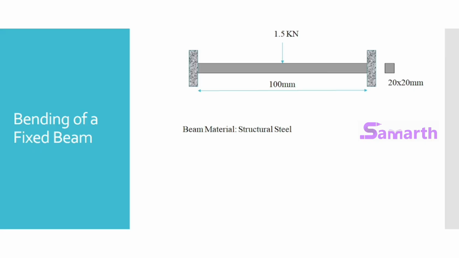In the previous video, you have learned about how to perform static structural analysis on a cantilever beam with point load acting at the free end. Please do watch the previous video if you haven't watched it. In this video, you will learn about how to find the maximum deformation and von Mises stress on a beam fixed at both the ends with point load acting at the center.